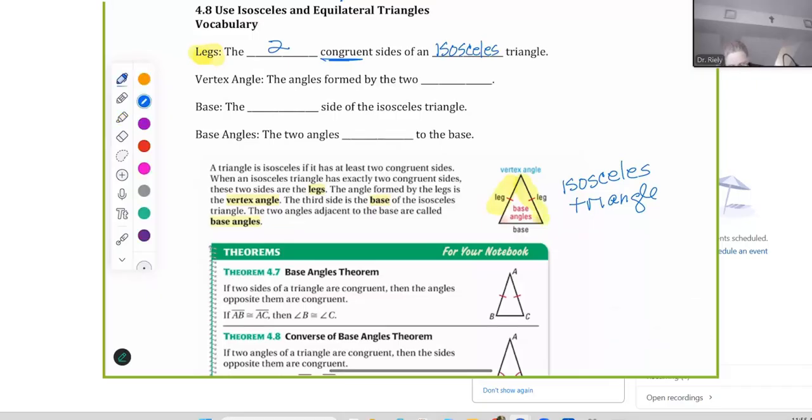Okay, so then the vertex angle is the angle formed by the two legs. Okay, so that's important. So looking here, I can say the vertex angle is this top angle right here. It's the tippy top angle given how this triangle is drawn. The base is the third side of the isosceles triangle. So right over here.